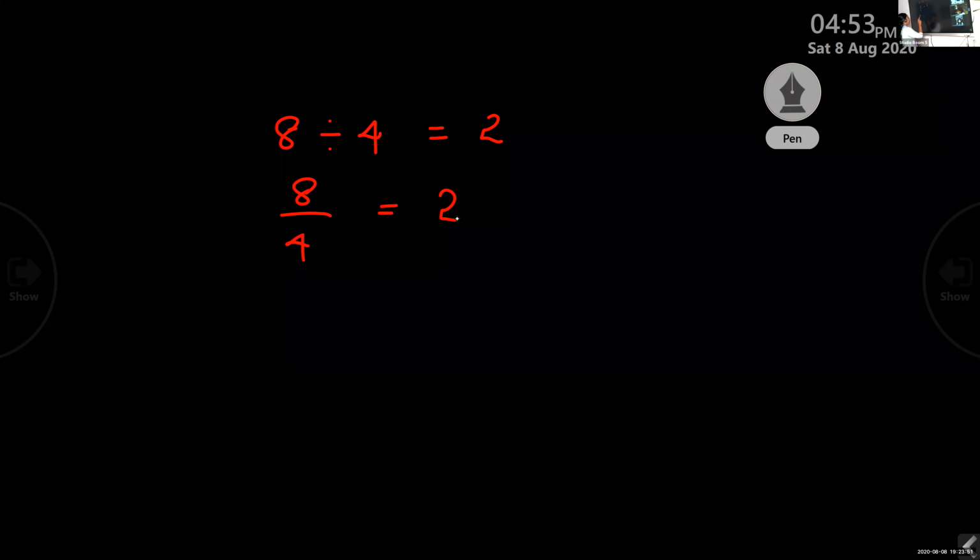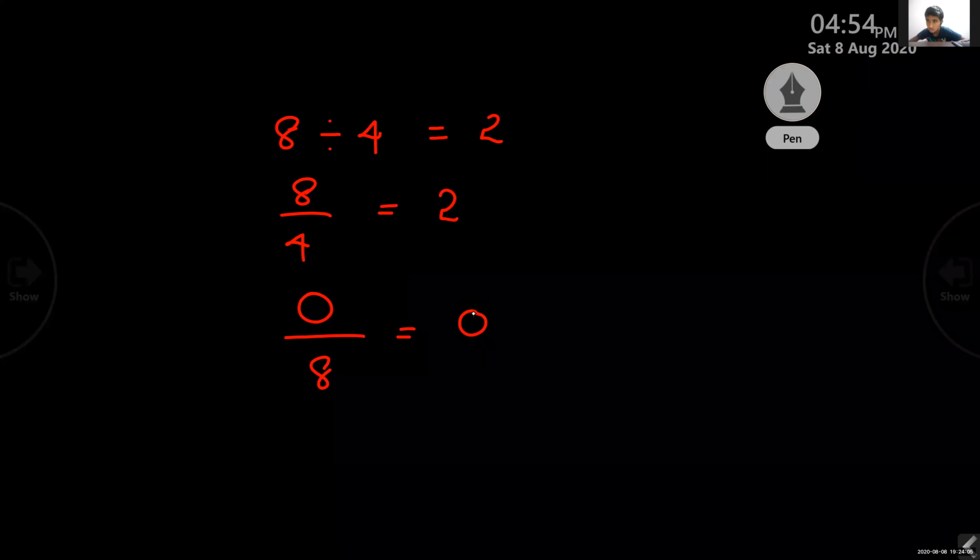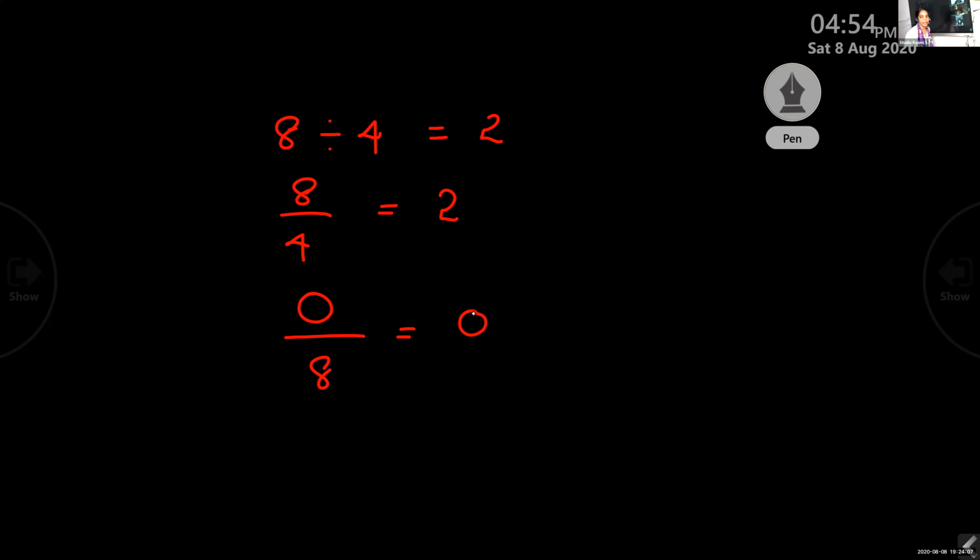But what about 0 divided by 8? Is it possible? Yes, 0 divided by 8, the answer is 0. We can divide 0 by 8 and the answer is 0 itself. 0 divided by 8 is 0.